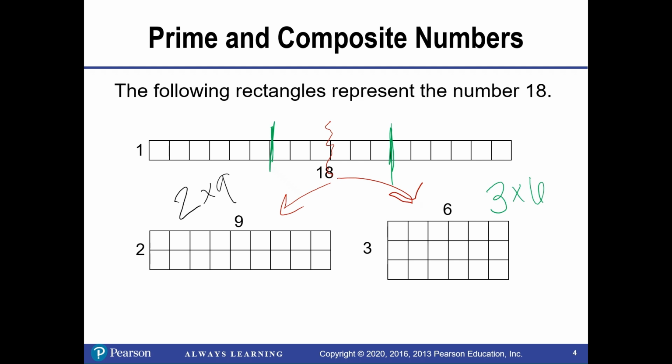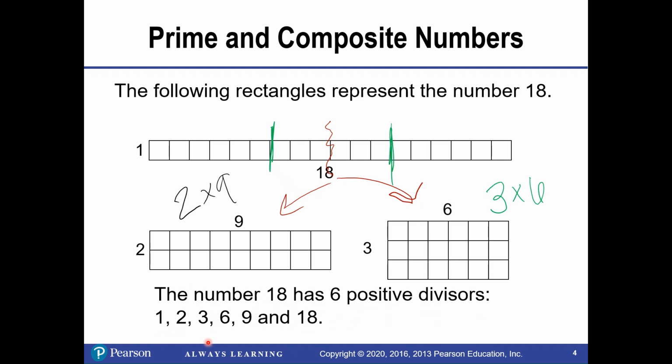We could change the orientation of the rectangles so that it was 9 times 2, kind of like a long, tall rectangle, or 6 times 3. But these are all of the factors of 18, factors or divisors. So the number 18 has 6 positive divisors, and they are 1, 2, 3, 6, 9, and 18.